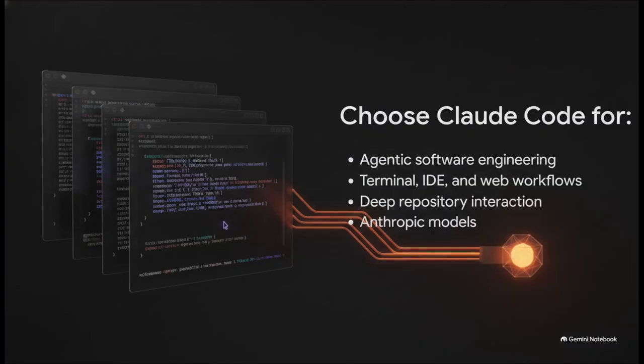On the flip side, Claude Code is your go-to if you prioritize deeply interactive, agentic engineering, but want to stay in your terminal. If your workflow relies heavily on GitHub, web interfaces, and you specifically want Anthropic's models driving deep, asynchronous repository exploration, this is without a doubt your platform.